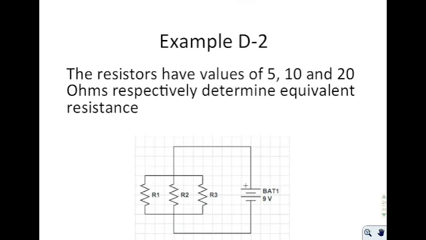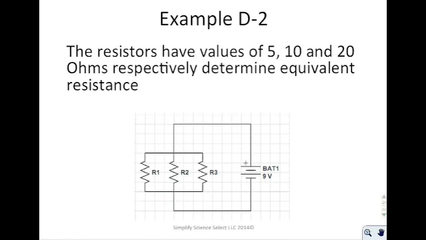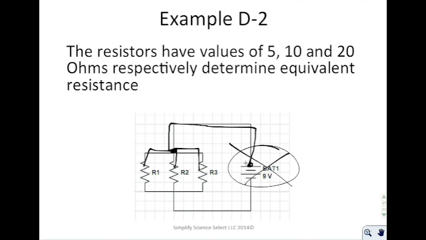Now, if we look at another example, it says the resistors have values of 5, 10, 20 respectively. Determine the equivalent resistance. Now, it tells you the voltage of the battery. Once again, the voltage of the battery is irrelevant in determining the overall resistance of the circuit. So now I have resistors. When they come through here, I have a choice of going through R1, R2, or R3. Because of that, these resistors are wired in parallel. So I will use the parallel formula. 1 over Rp is equal to 1 over 5 plus 1 over 10 plus 1 over 20.